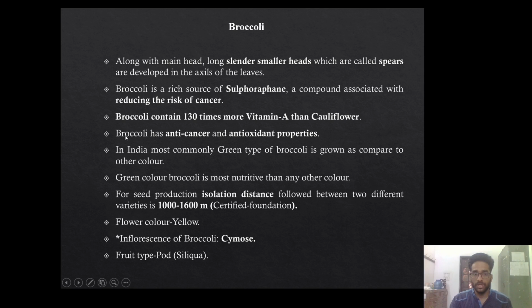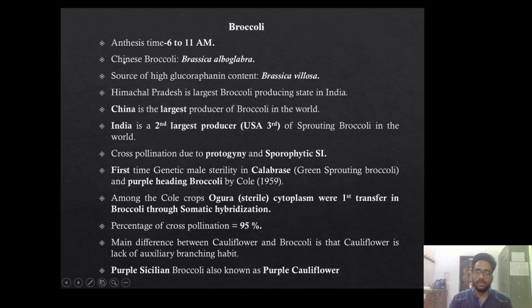In India, green type broccoli is most commonly grown as compared to other colors. Green color broccoli is more nutritive than other colors. Isolation distance for seed production is 1000 to 1600 meters. Flower color is yellow and inflorescence is cymose. Pod type is siliqua. Anthesis is 6 to 11 a.m. Chinese broccoli is Brassica alboglabra. It is a source of high glucoraphanin. The species which is a good high source of glucoraphanin is Brassica villosa.